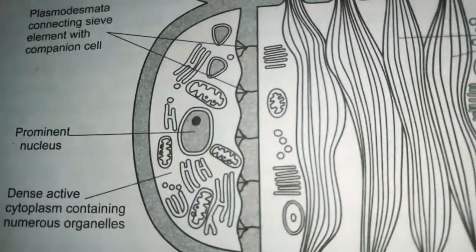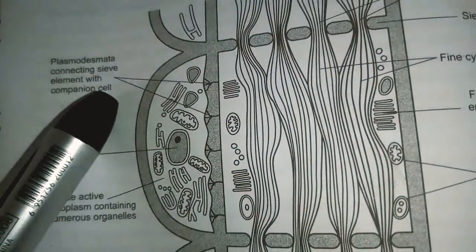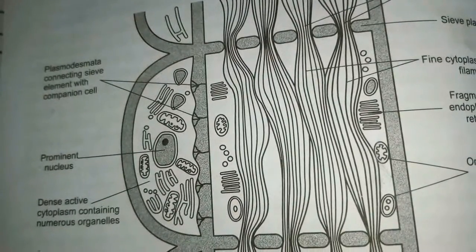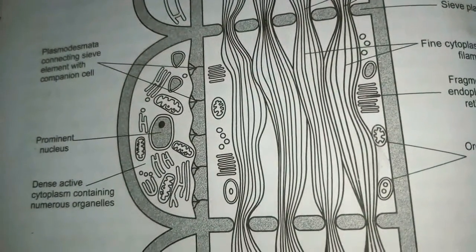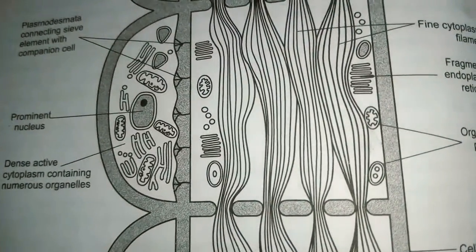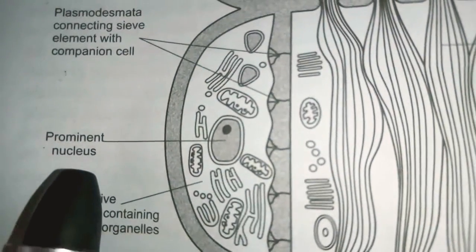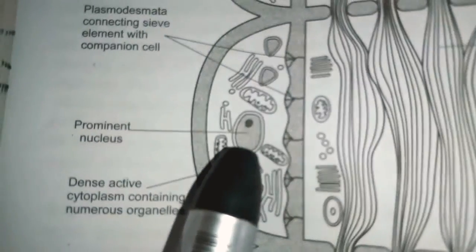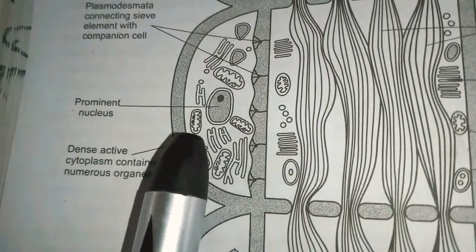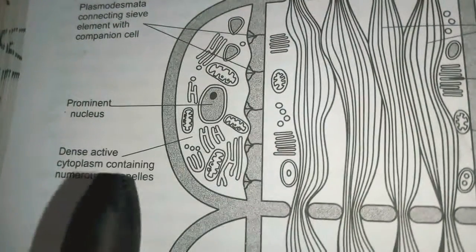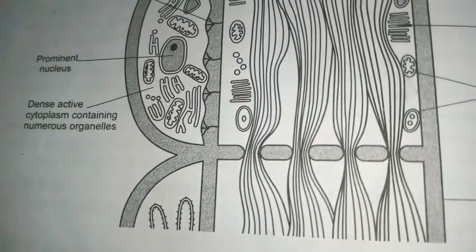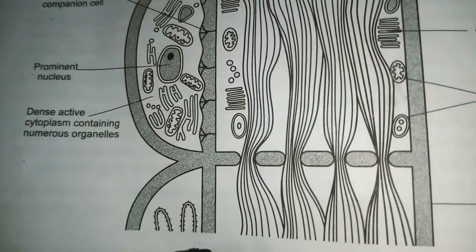As you can see, it comprises the plasmodesmata, which connect sieve tubes with the companion cells, and it also has various parts like the prominent nucleus. I think you're able to see this prominent nucleus over here, and I think you understand the role of the nucleus, that is controlling all activities that are taking place within a cell. Remember, this tissue's major role is transportation of manufactured food.